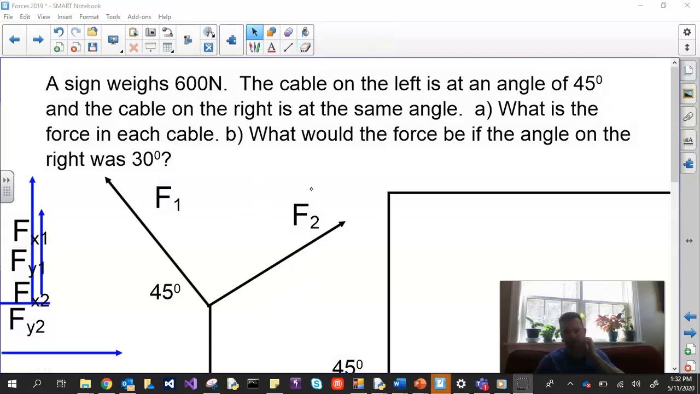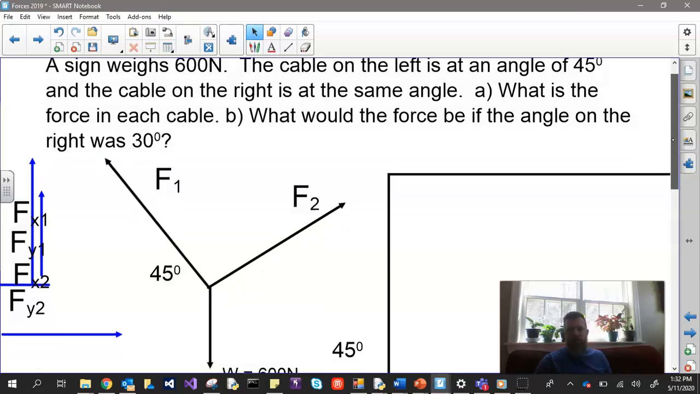Alright everybody, I want to look at one of these static equilibrium scenarios. I've got a scenario with a sign. I've got parts A and B, but I'm just going to talk about A while I do B. This one, just because I don't want to take too long to do this. So I've drawn the free body diagram.